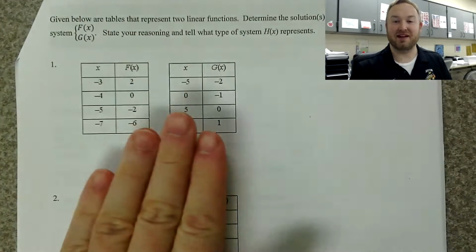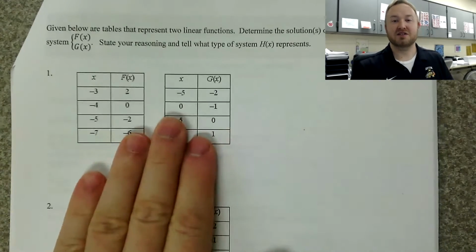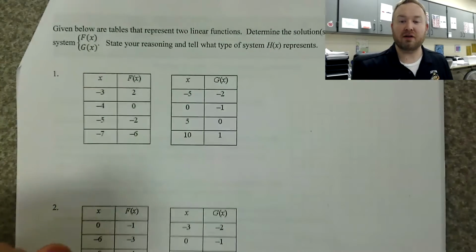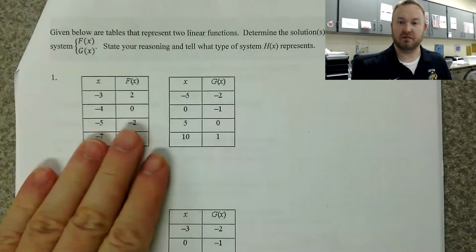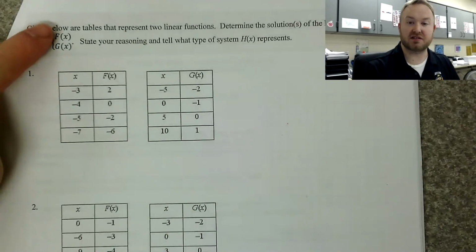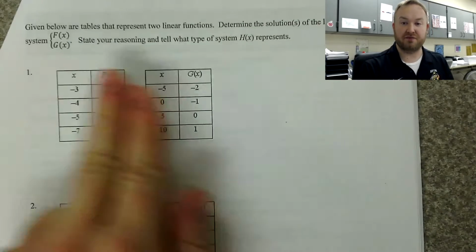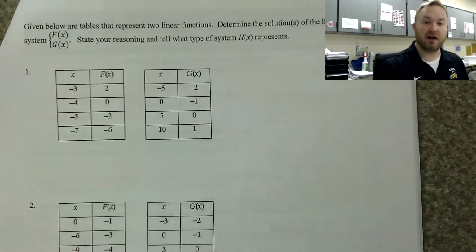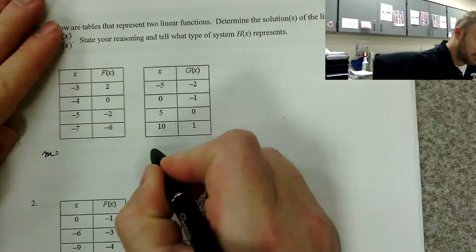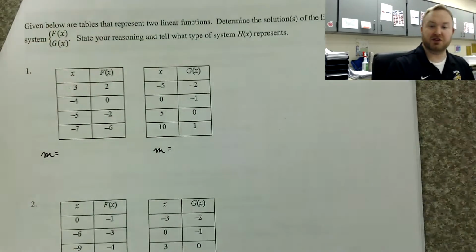Sometimes the system might be given to you numerically. So instead of equations or analytically, now we've got numerical representations here. We want to determine what kind of system this is. So our system consists of f of x and g of x. Here's f of x, here's g of x. Well, let's start by finding the slopes of the graphs of the two functions.